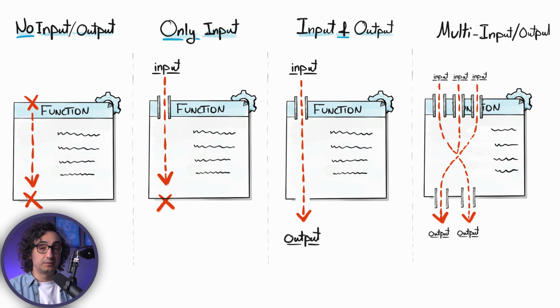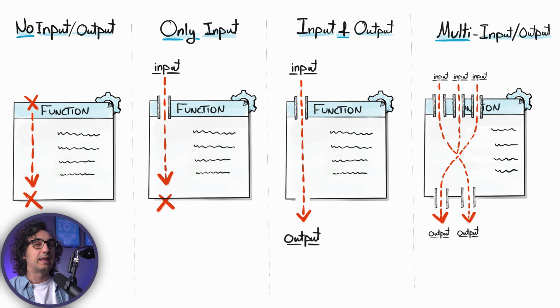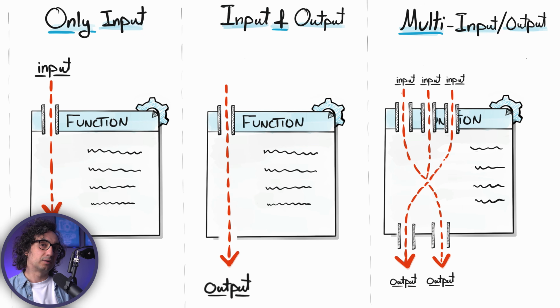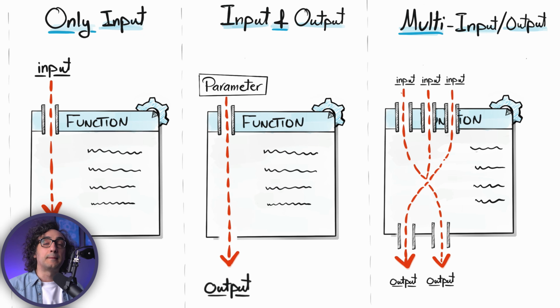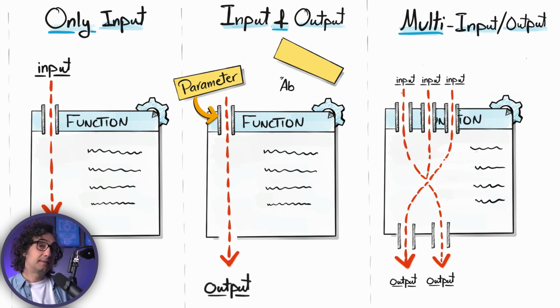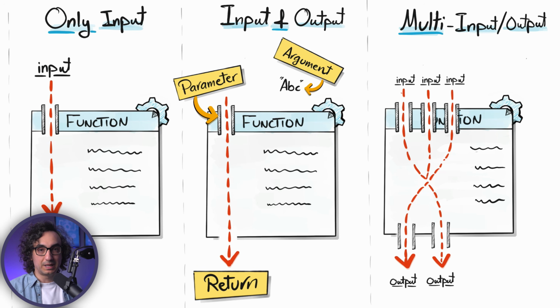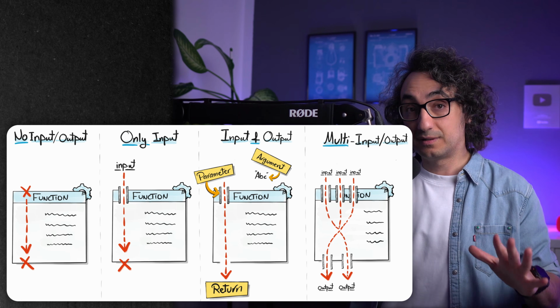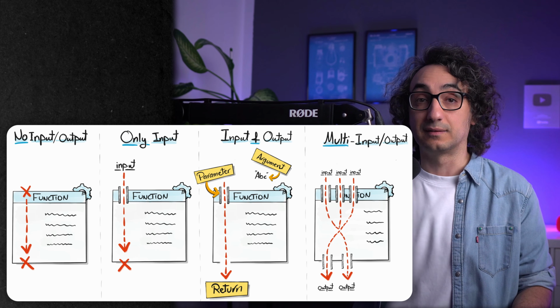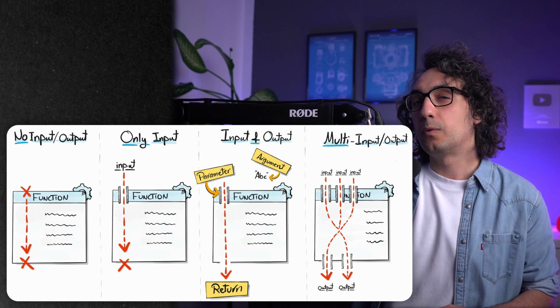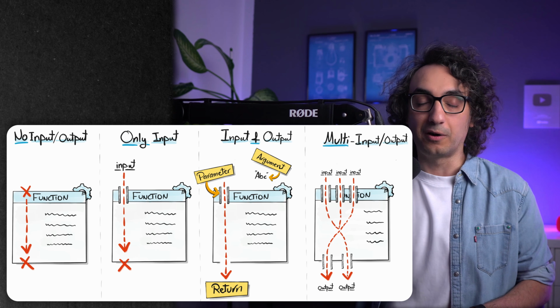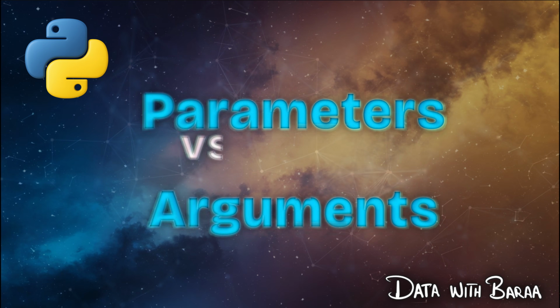Now in Python, we have different terminology for the input and the output. The data that goes in, we call it parameters and arguments, and the data that comes out, we call it the return value. So from now on, I will not say output and input; we're gonna use this terminology. So this is the big picture. Different shapes mean different data flow, and now we're gonna deep dive into the input, the parameters, and the arguments. So let's go.